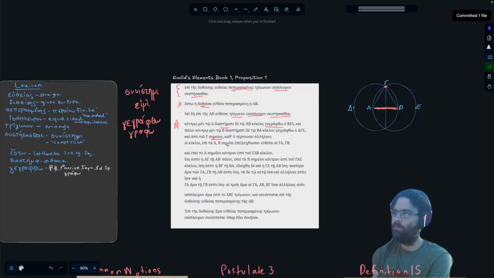Let the straight lines gamma alpha and gamma beta be joined, epezeuchthosan. So from, sorry, it's a little hard to say, zeugnumi.